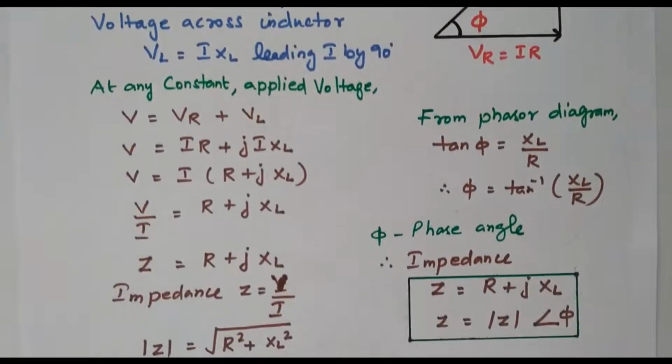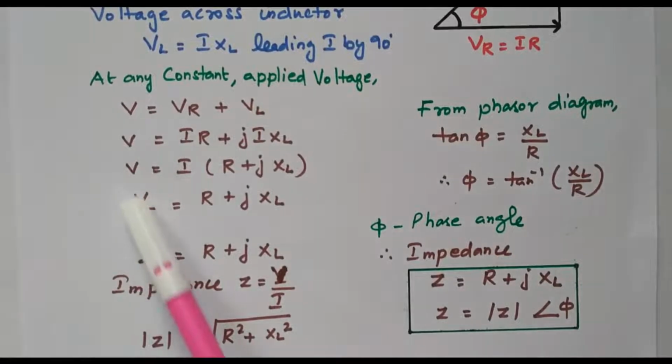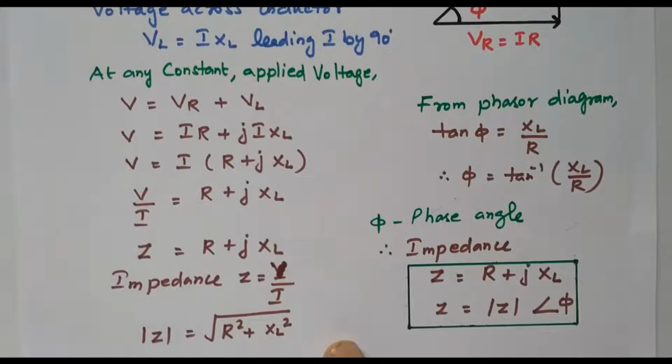This V by I is the impedance. V by I is normally the resistance R, but here we have resistance as well as inductive reactance, so combined it is termed the impedance. So the impedance equal to R plus jXL. Then the magnitude of the impedance, modulus of Z, equal to square root of R square plus XL square.